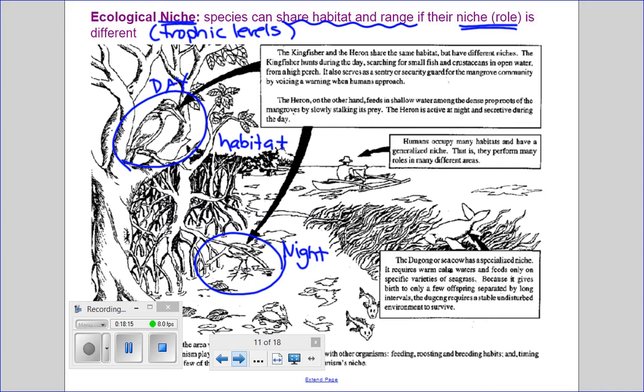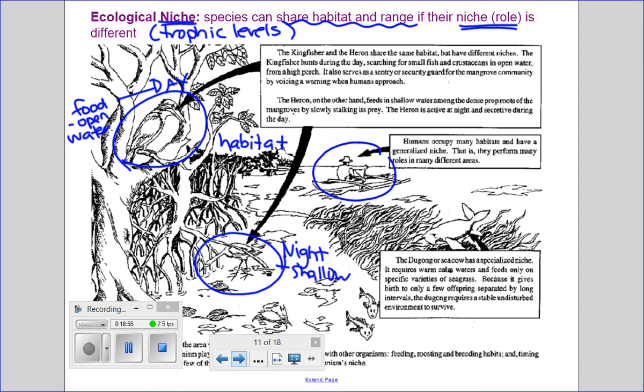The other thing that's different is that the actual food that they are eating is not identical. It's similar. Here it says that they are looking for their food in open water. And for the heron, it is looking for food in shallow water. So they're both birds that live near the water. One of them hunts during the day, one hunts at night. One looks for food in open water, one looks for food in shallow water. So even though they are in the same physical place, they're not negatively affecting each other.